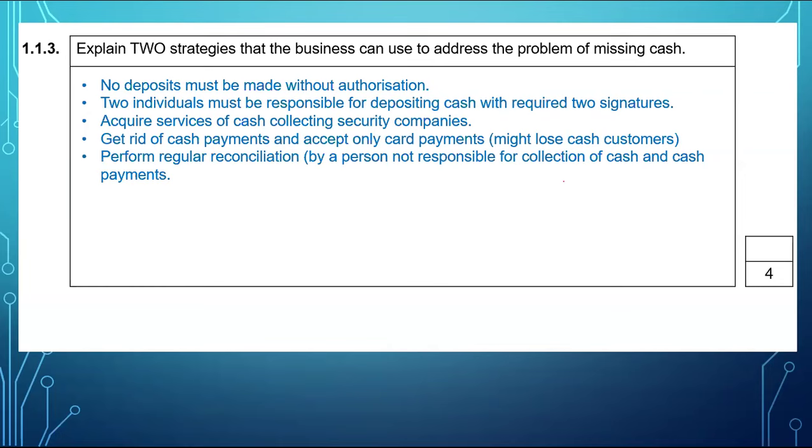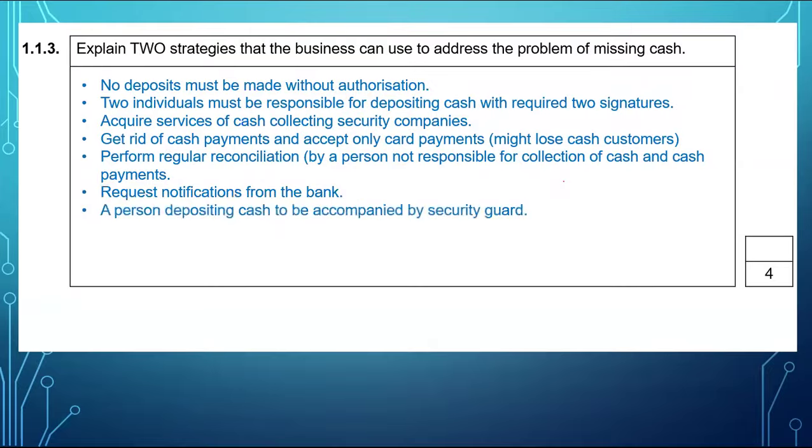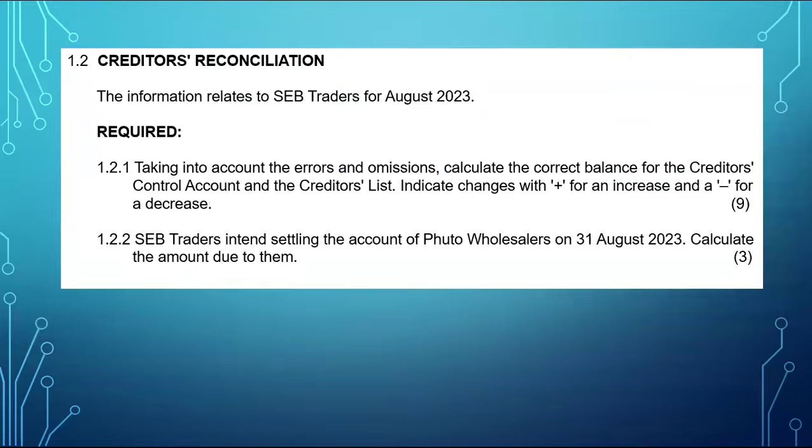And also ask for notifications from the bank, and you can go to the bank and see if the cashier actually, check the cameras around the buildings where the cashier claims that they were robbed, to see if indeed they were robbed. As I've said, I spoke about this one earlier on. You just need 2 points, and that's all. Okay, that is 1.1. Let's go to Creditors reconciliation statement.